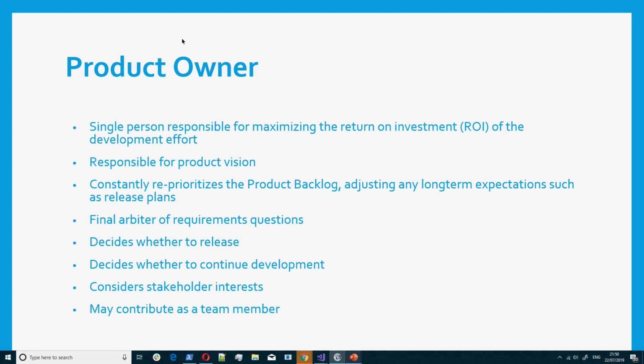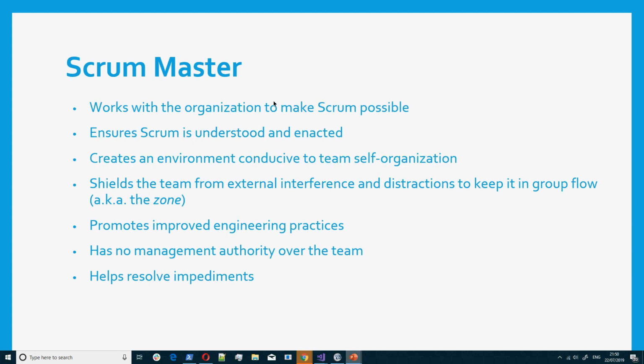In most cases, it might be the BA that will be the de facto product owner in that particular team. Then the next role that you have in Scrum is the Scrum Master. So the Scrum Master will work to make sure Scrum principles are adhered to and followed.